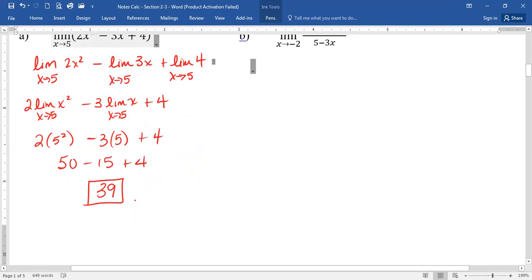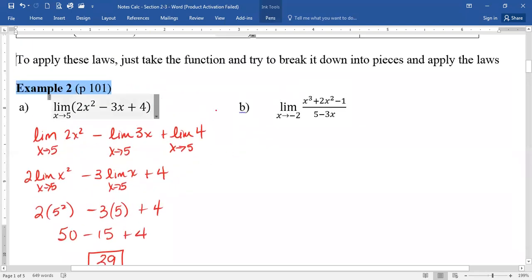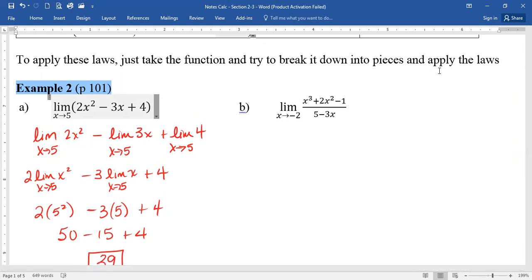Now, these are pretty simple examples, but it helps to start with that to see how we break these down. So let's look at this next one. What do you think we would do on this one? What do we do with the quotient?